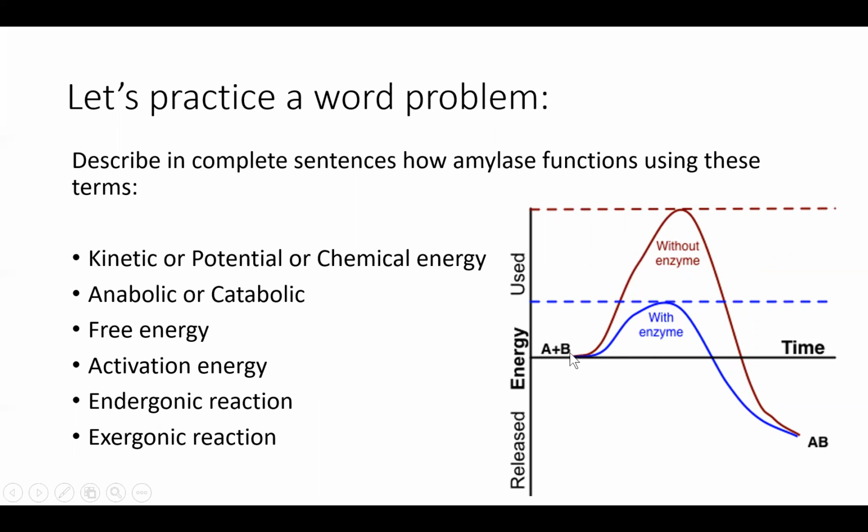I'm going to take A and B, I'm going to bind them together, and when I do, I'm going to end up down here, which means I released energy. So since energy is being released, you left off with energy being put out. That's an exergonic reaction. I took two things and I bound them together, so that is an anabolic reaction. And here I've got energy in the bonds, so it's chemical energy.